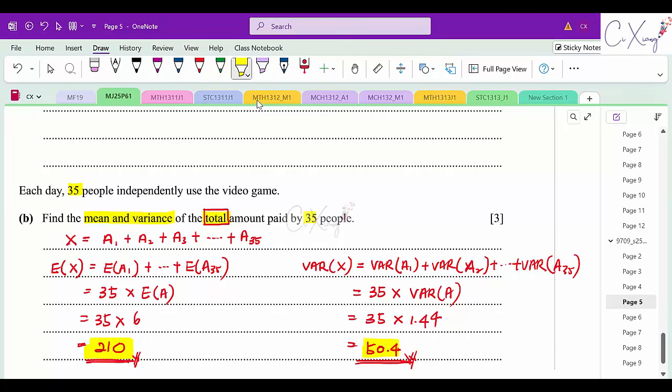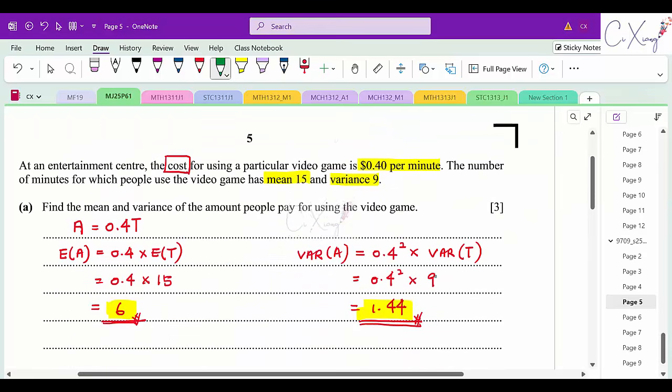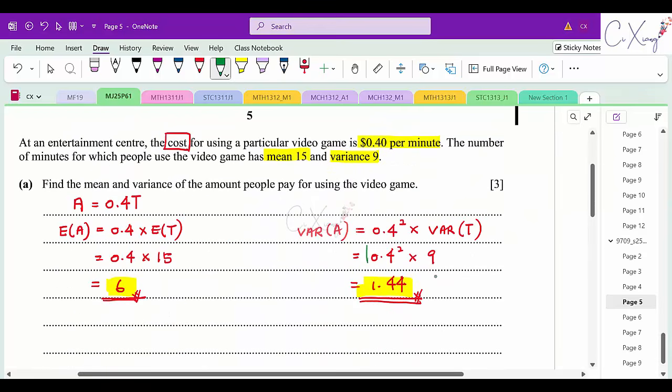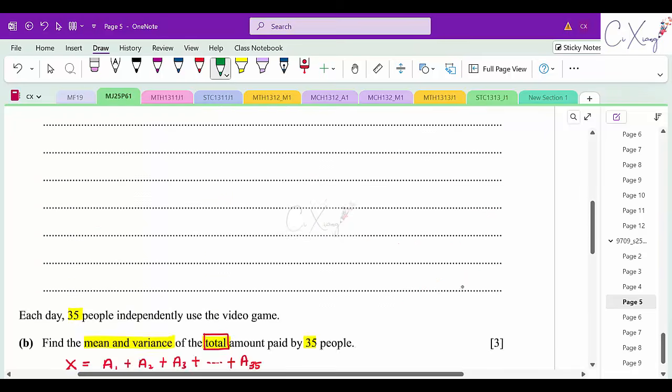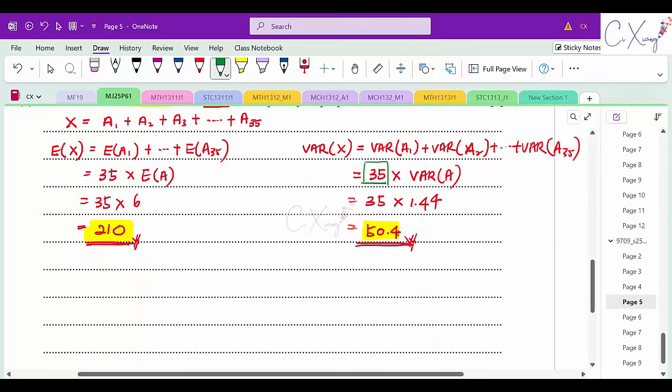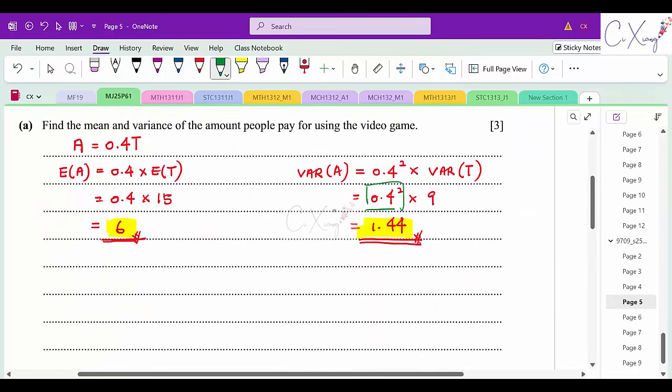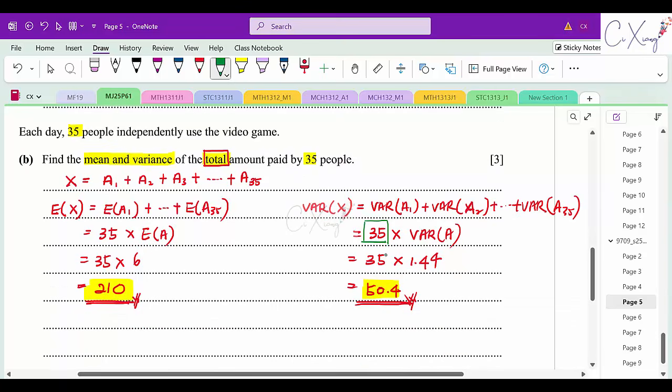Okay, so just in case, this is the answer. Just in case you are one of the students who are very confused about when do I need to have the 35 with the square for the variance. Like in this example, part A, we are having 0.4 square. But for part B, we don't have 35 square, we only have 35. So when do you need to apply square and when do you not need to use the square here?